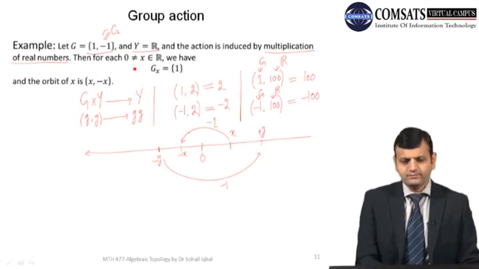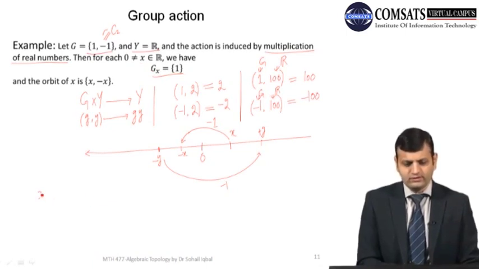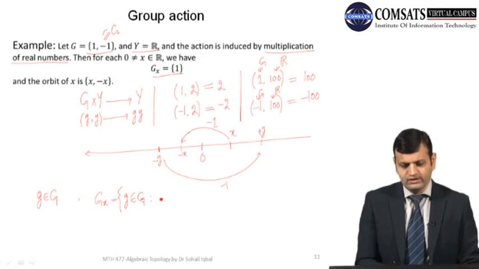Now let's see what the orbits and stabilizers of this group action are going to be. Notice that the stabilizer of each and every non-zero element is going to be {1}. In other words, we are asking the following question. If I denote an element of the group G by this small g, take an element x, what is G_x? G_x is basically the set of all elements g of the group G such that when g acts on x, we get x.